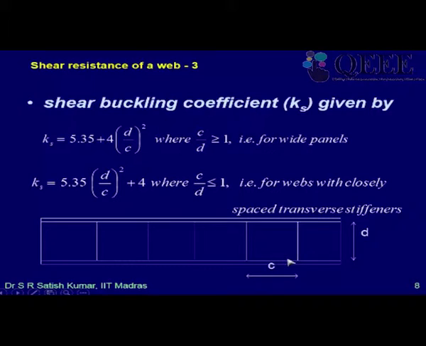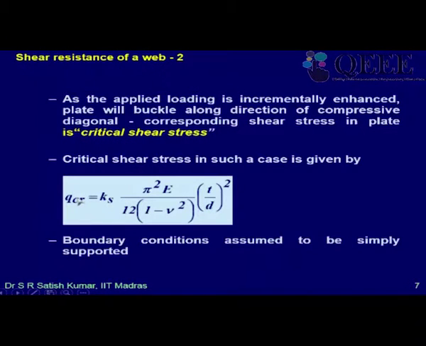So the plate is assumed simply supported along all four edges and under shear, and if c is the spacing of the transverse stiffeners, the panel aspect ratio, as we call it, is c by d. If c is greater than d, then Ks is given as 5.35 plus 4 into (d by c) bracket squared. If c is less than d, then the corresponding value for Ks applies. That is the shear buckling coefficient. We just have to assume some c and then find Ks, and once we know Ks, we will know at what stress a plate will buckle.